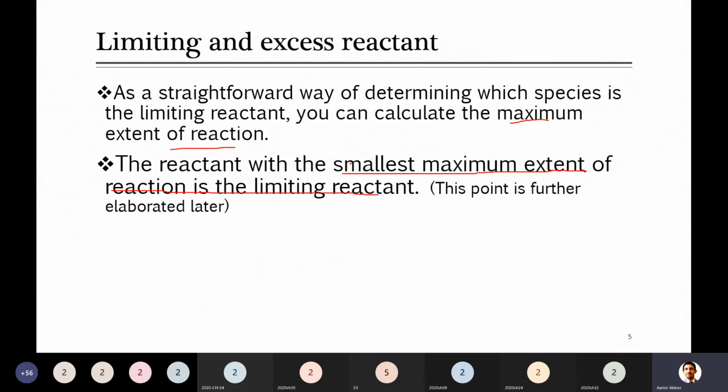Now you may wonder what the extent of reaction is, which we will study in a few minutes. First we will look at the extent of reaction. Then, when you know the extent of reaction, you can calculate the maximum extent of reaction. When you calculate the maximum extent for different reactants, say there are 2 or 3 reactants, the one which gives the smallest value will be the limiting reactant. This will be quite helpful later when you move on to problem solving or material balances on systems which involve extent.